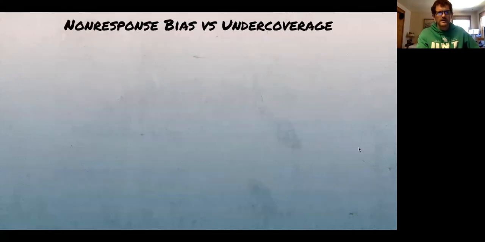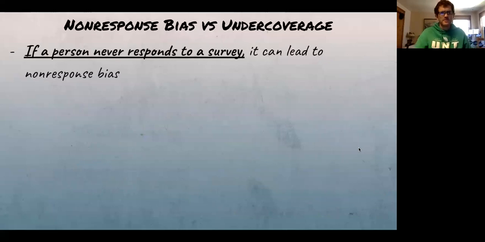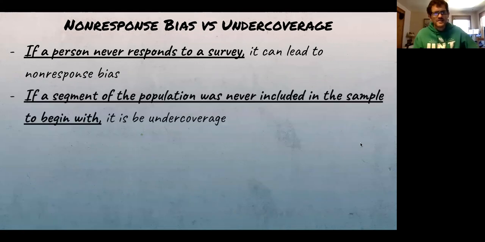Okay, and so just the distinction here, if a person never responds to a survey, but they're included, that's non-response. If a segment of the population was never even included in the sample to begin with, it's undercoverage. It is B, undercoverage.